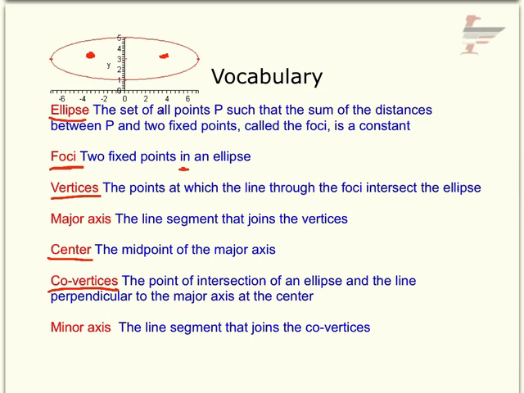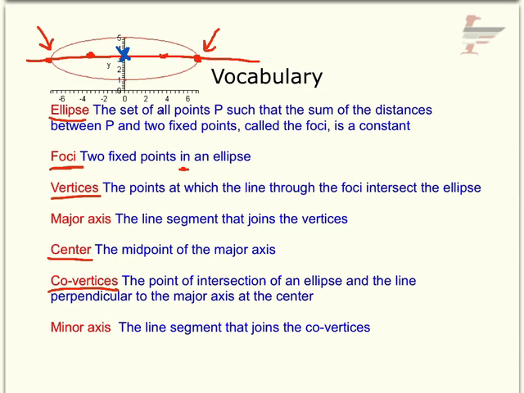I'm just going to make up where those two foci might be. Always in an ellipse, your vertices are the points at which the line through the foci intersects the ellipse. If you have a horizontal ellipse, as this one is because it's stretched horizontally, then your vertices are as if I just cut it in half, always going through your foci. Your vertices are those points right there. Your major axis is that line I just drew, a line segment that joins the vertices. The center is literally the center of the ellipse, the midpoint of the major axis. So the midpoint of this major axis would be right there.